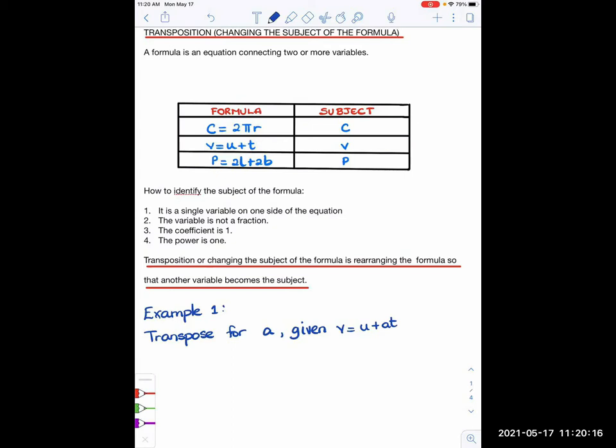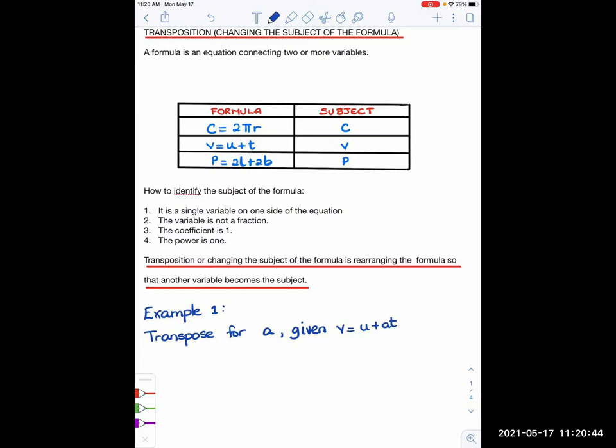In my first formula, C is equal to 2 pi r, the subject is C. In my second example, V is equal to U plus T. The subject of the formula is V. In my third example, P is equal to 2L plus 2B, and the subject is P.